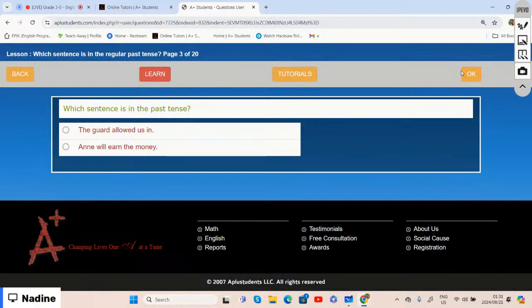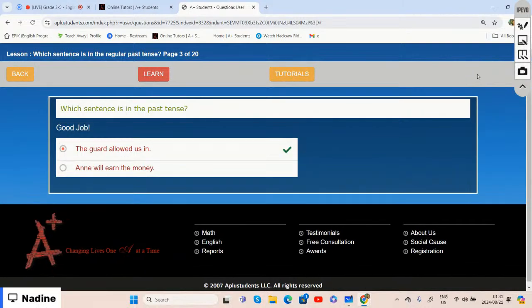All right, so if we were to say which sentence is in the past tense, is it option one or option two? The God allowed us in, or Anne will earn the money. If we were to select the correct past tense, we would say it is option one. So well done. The God allowed us in.